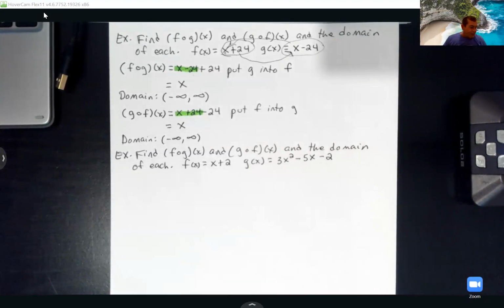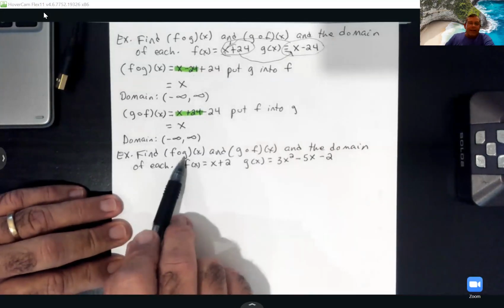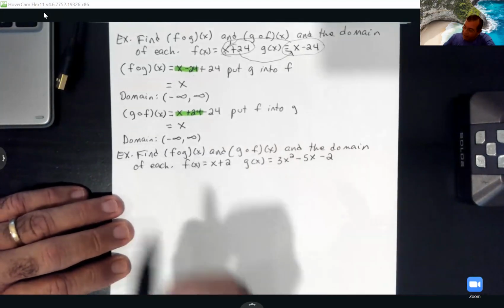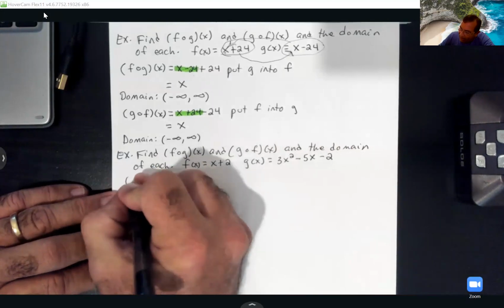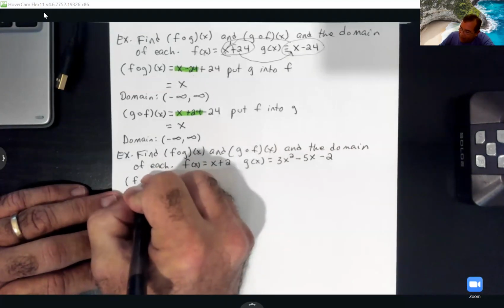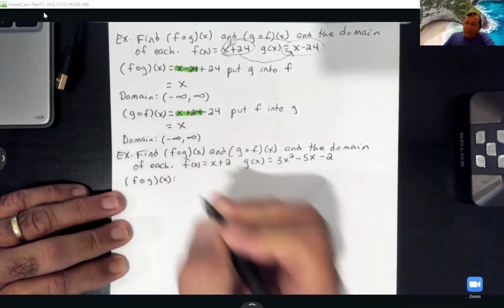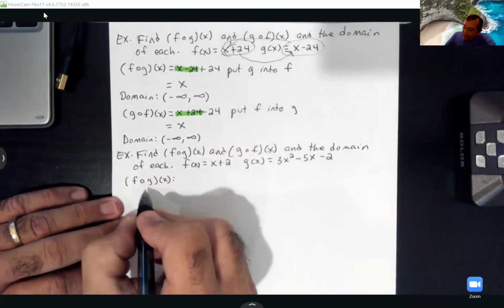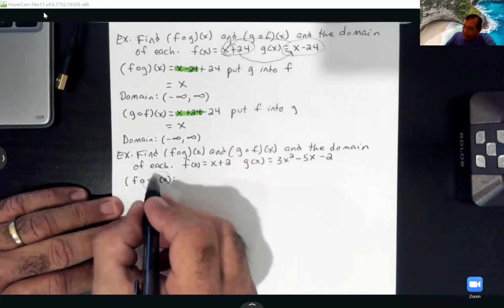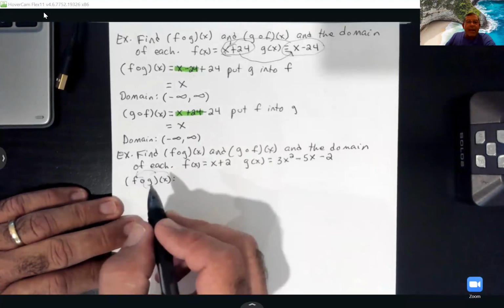So y'all, that g function is pretty big there. So let's start with our f o g. F compose g of our x. So remember, we're going to put the g into the f.